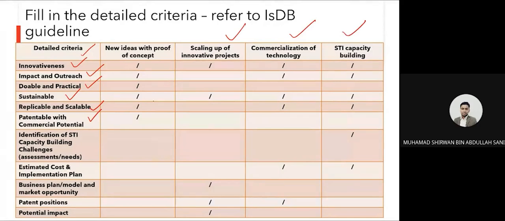So in my case, since I apply for proof of concept, I would like to share with you about the 6 criteria that I have prepared. Okay, so if you are going to apply for capacity building, you can see those that I highlighted here. I put a sign there, meaning that that is the criteria needed by the ISDB in the grant proposal. Okay, so different categories may need you to prepare a complete proposal according to different criteria requested.